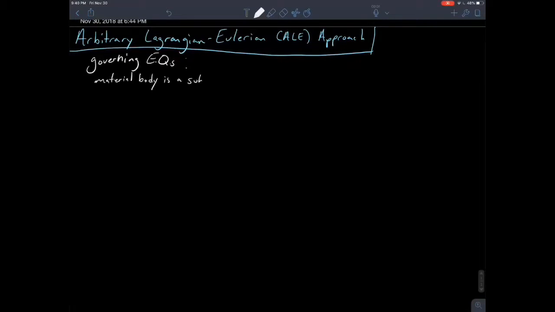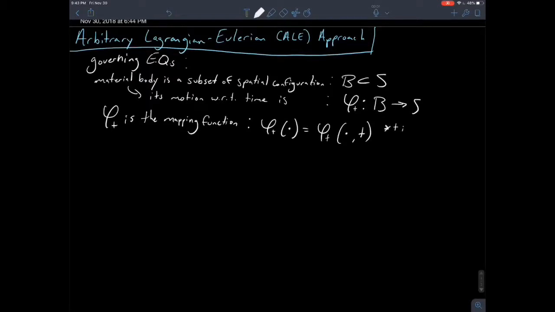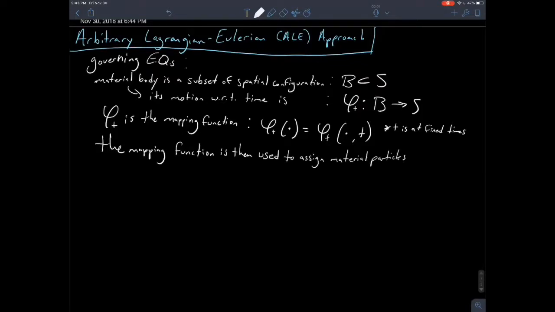So in this section, I'm going to derive the basic formulas which are used for the ALE approach. So the material body is a subset of the spatial configuration, and its motion is defined with the mapping function, where the function is dependent on the points and the time.